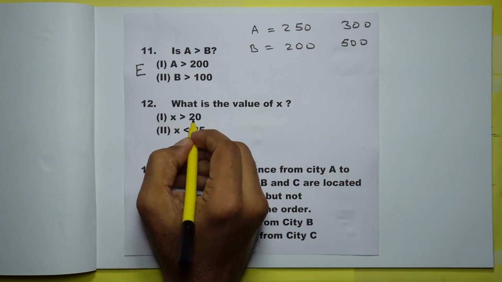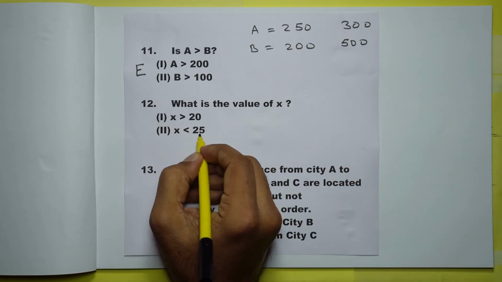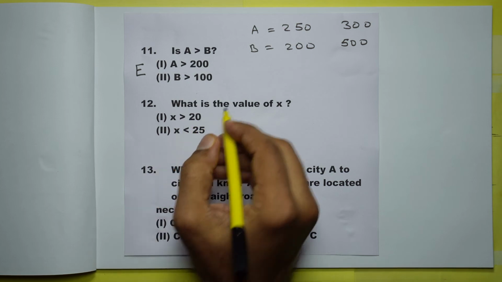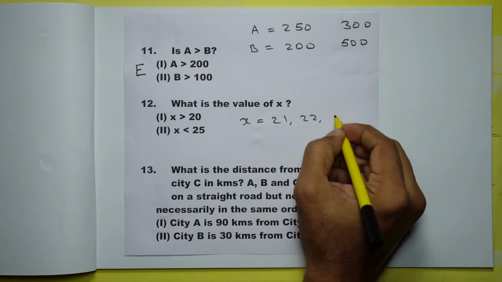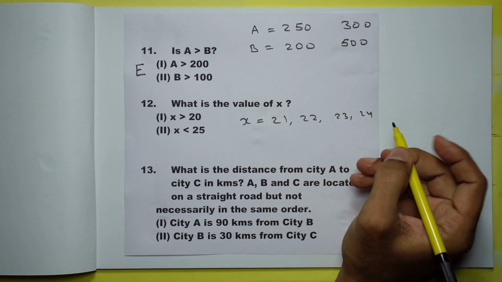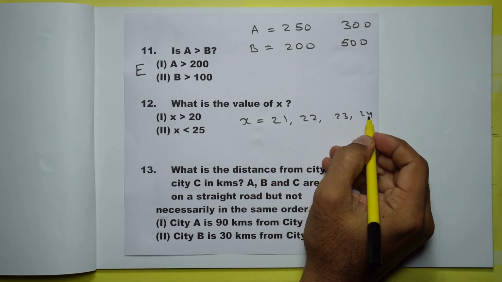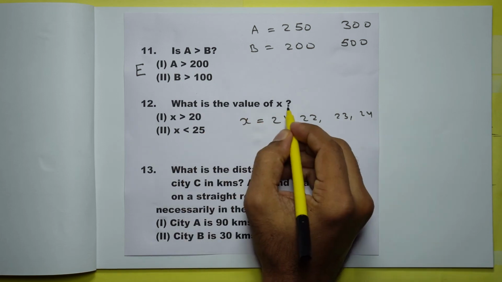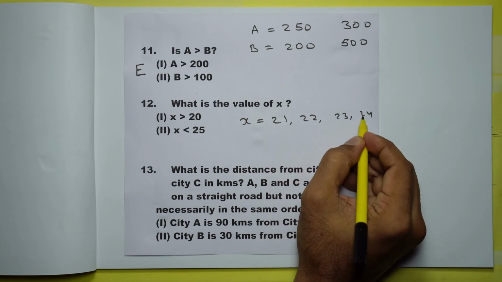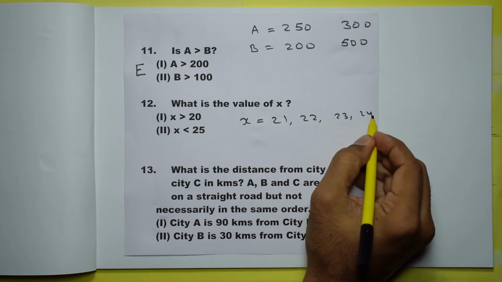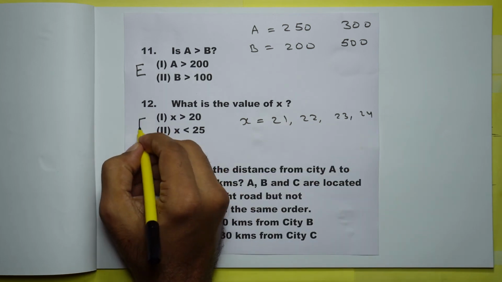What is the value of X? X is greater than 20, X is less than 25. So, even if you include both the statements, possible values of X are 21, 22, 23 and 24. These four possible values are there. So, what is the exact value of X? We don't know. It may be 21, 22, 23 or 24. Any of these four values. So, insufficient data E.